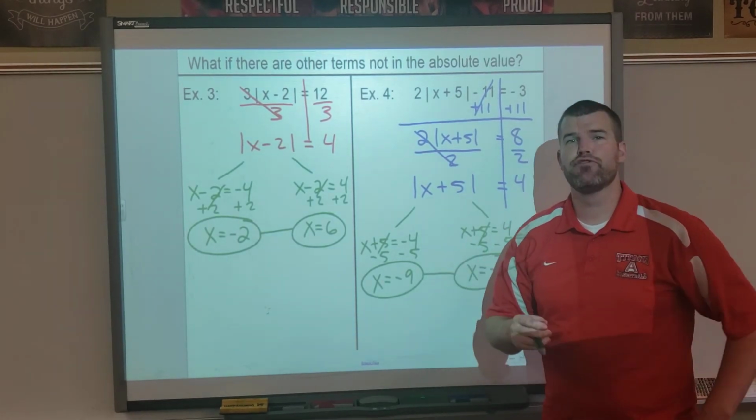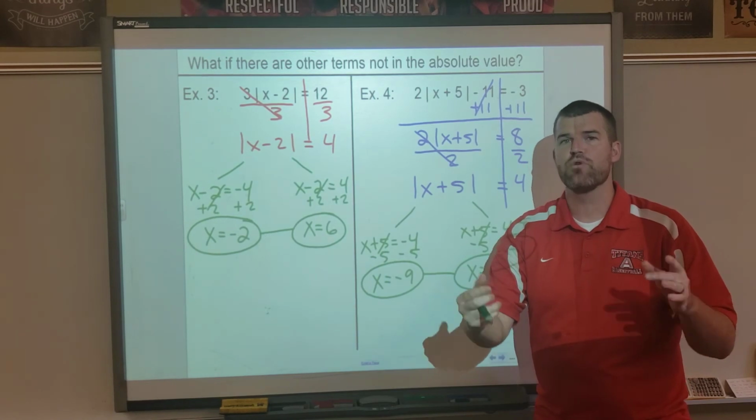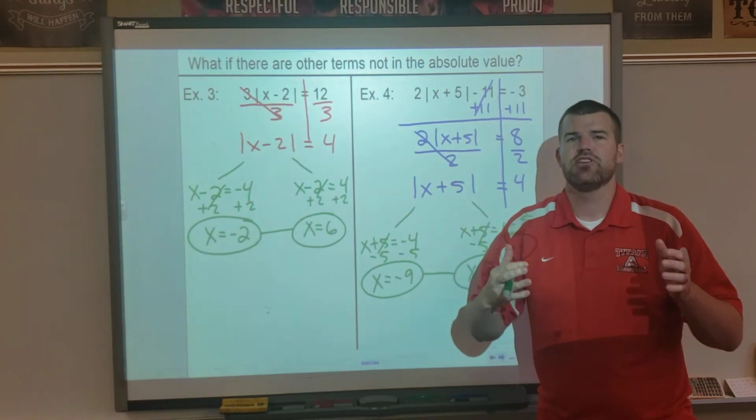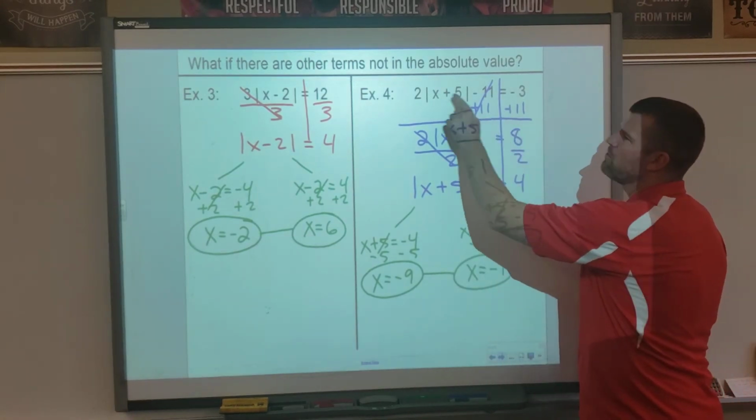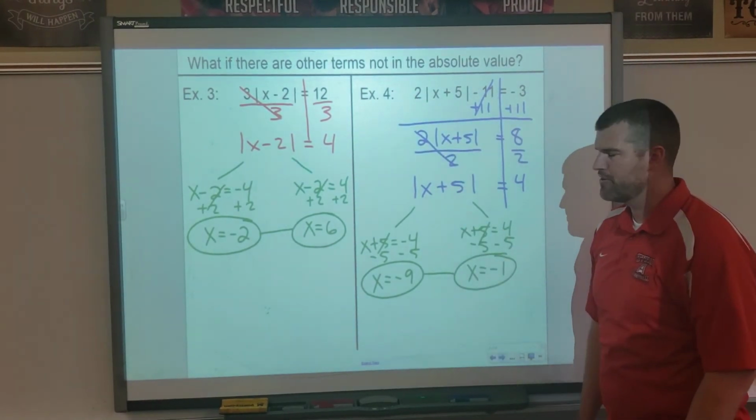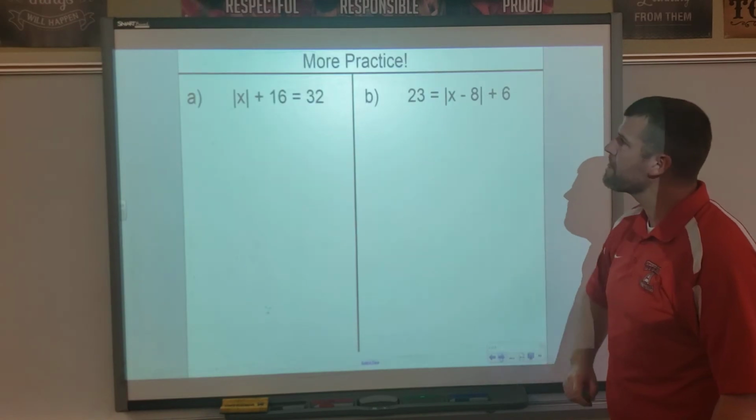So again, before you split up into your two problems, what do you have to do? You have to get the bars alone. You have to get rid of anything that's outside of the absolute value.